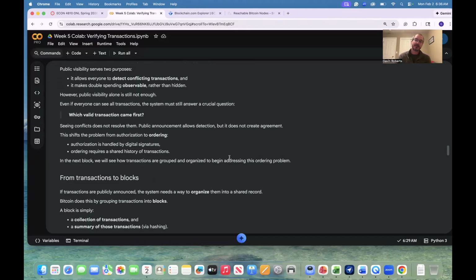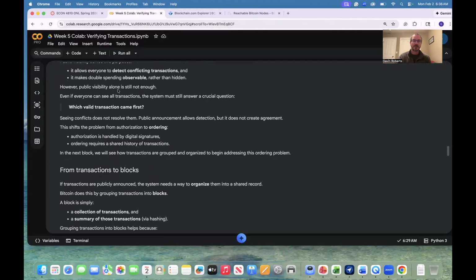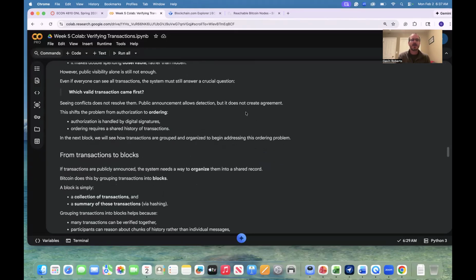Public visibility serves two purposes. It allows everyone to detect conflicting transactions, like, hey, Gavin tried to send this same coin to two different people, and it makes double spending observable rather than hidden. Really, these are the same problem, honestly. However, public visibility alone is not enough. Even if everyone can see all transactions, the system must still answer a crucial question: which valid transaction came first?